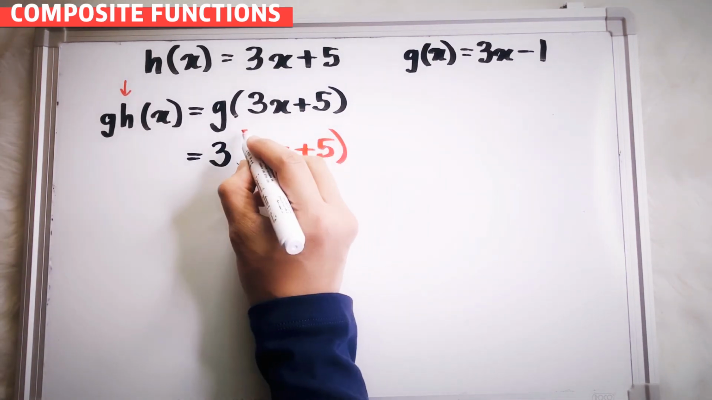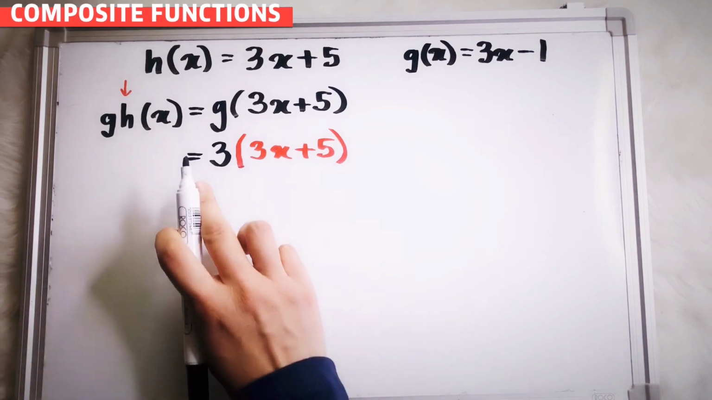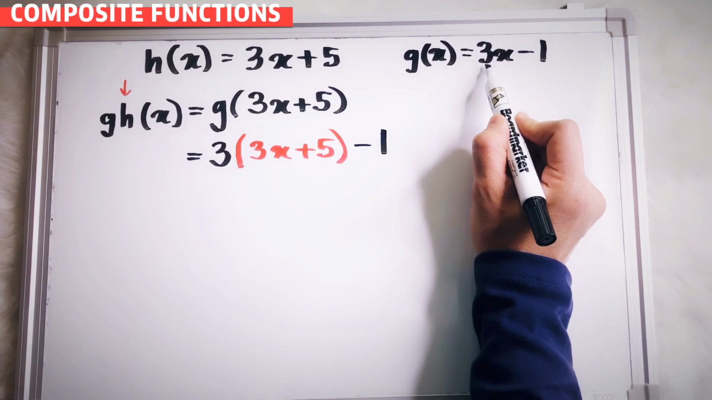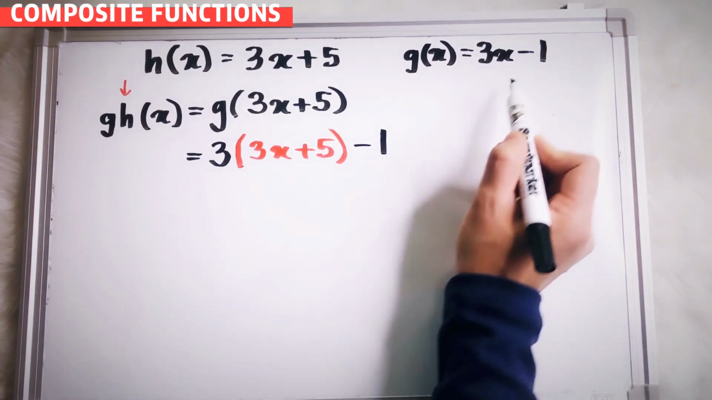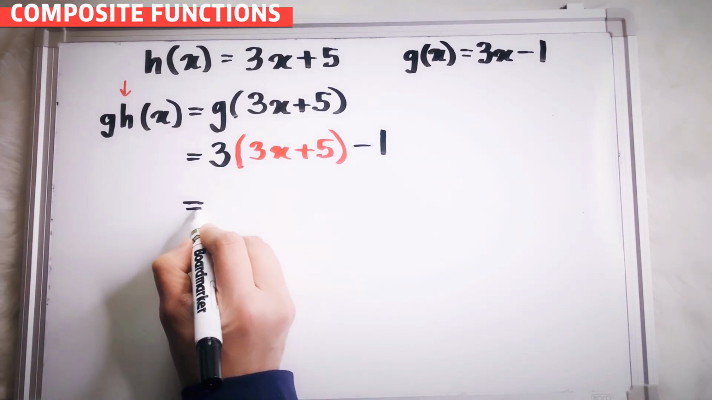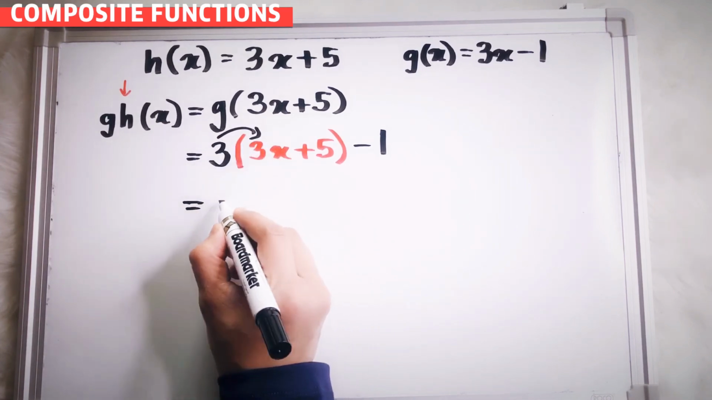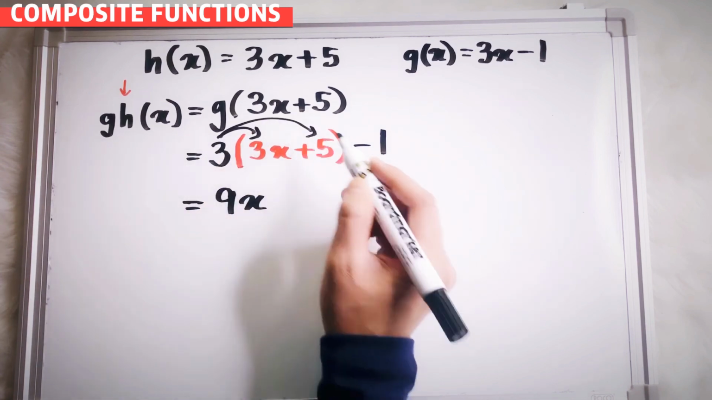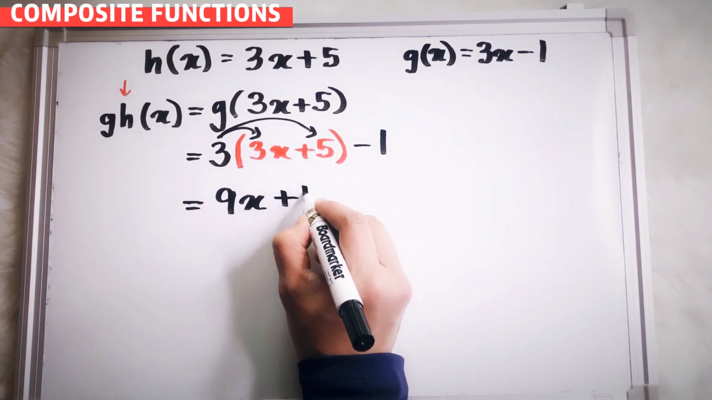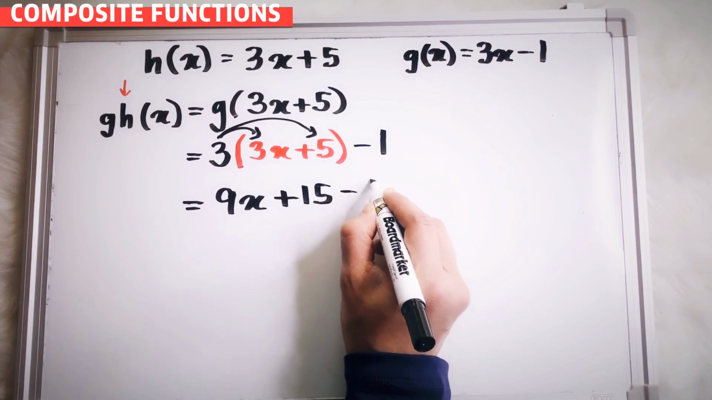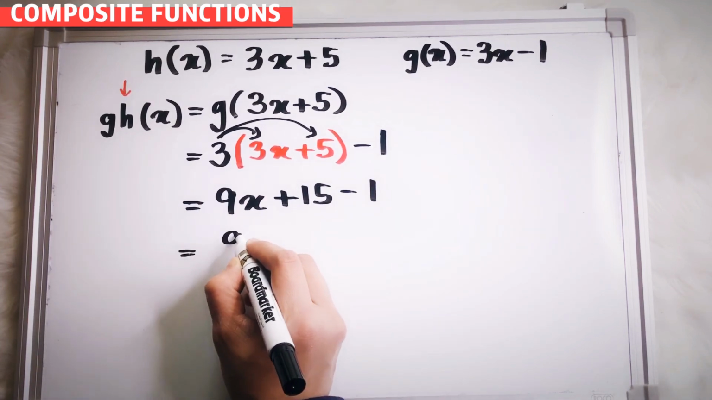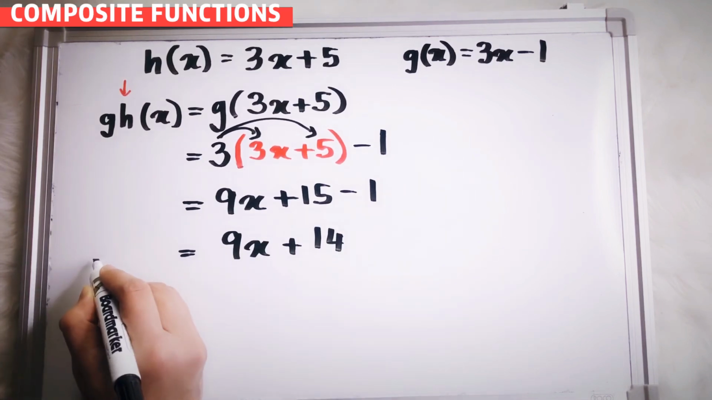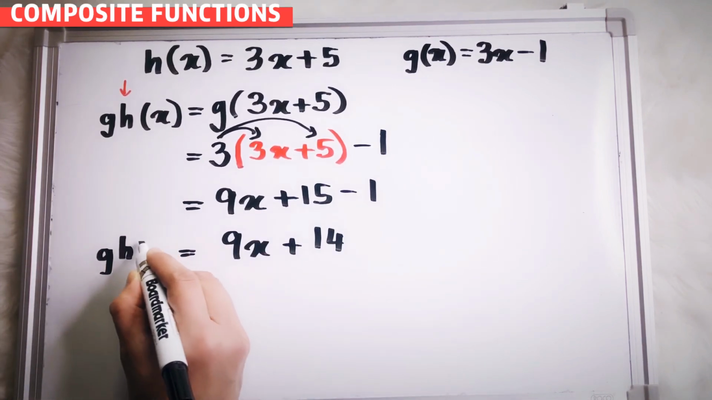Okay, so I put here 3x minus 1. Same, right? So 3x minus 1, minus 1. Okay, now we expand. 3 times 3, 9x. So 3 times positive 5, we got here 15, minus 1. Then you will get here 9x plus 14. So this is your g(h(x)).